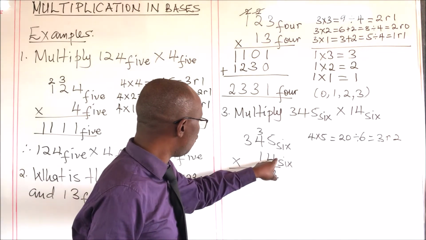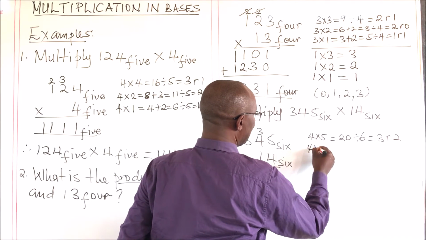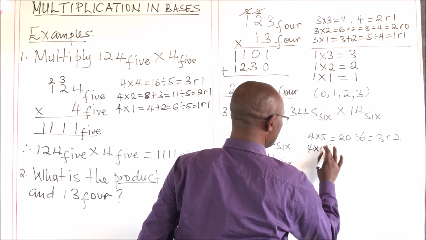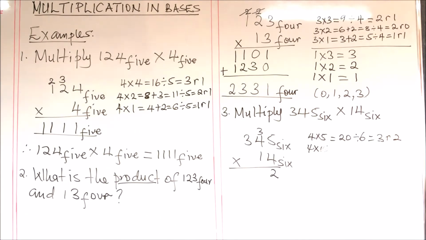Then I go to 4 times 4. Sorry, this must be 4. 4 times 4.